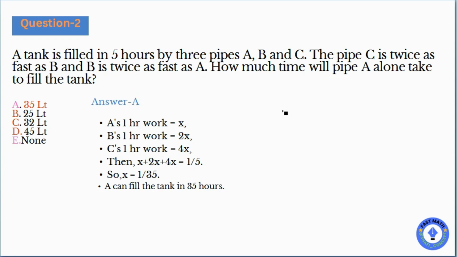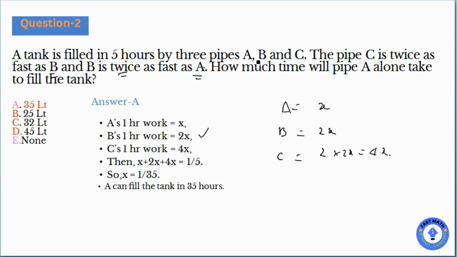Assume A's efficiency as x. What will be B's efficiency as per the problem? It is double, so it will be 2x. And C's efficiency is double that of B as per the problem. B is 2x, so C is 2 into 2x, that is 4x.